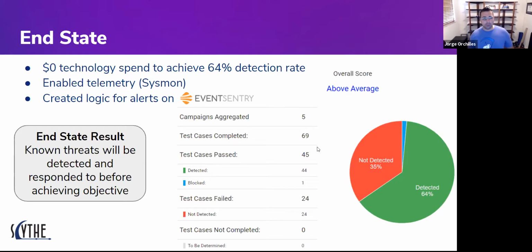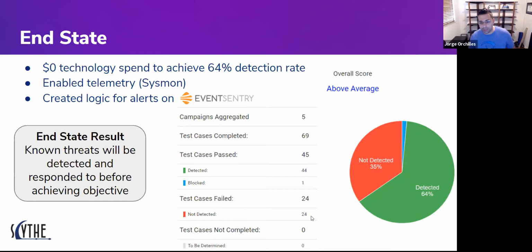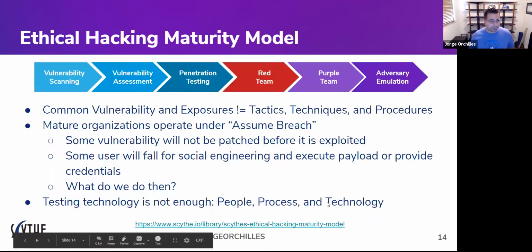So, just very high level, this is the value that you can bring by doing purple teaming, right? You work together. You're not spending on new technology. You're just improving what you have.